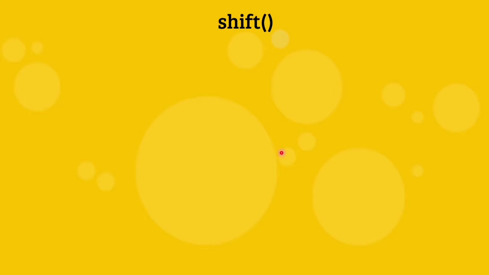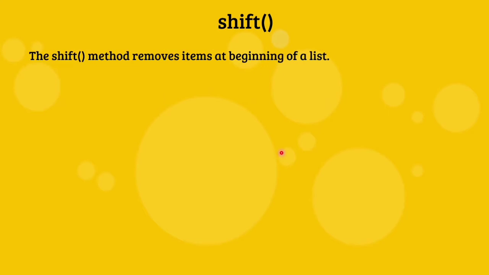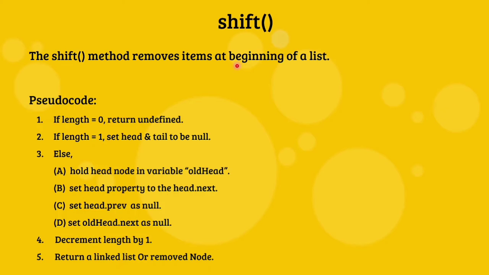Hi all, welcome back. Once we are done with unshift method, it's time to learn shift method. So let's begin. Firstly, shift method removes item at the beginning of the list. So whenever you want to remove the node present at the head, at that time we are making use of shift method. How it actually works, let's understand that with pseudocode.